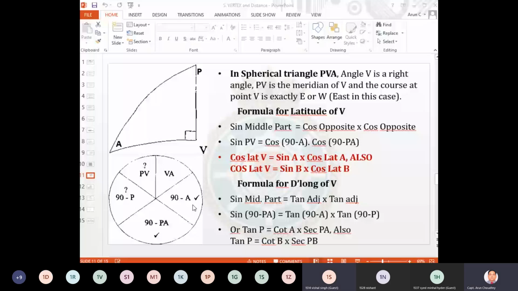Okay. So in this one, now you can compare what you have made with this diagram. Because here, if we write angle V, VA and PV, they are the two sides containing the 90-degree angle. And if we write VA here, this angle will be 90 minus P, because opposite to this is the angle P. Since we have written PV here, this angle will be 90 minus angle A. Because opposite to angle V is the side PA, so here we will write 90 minus PA.